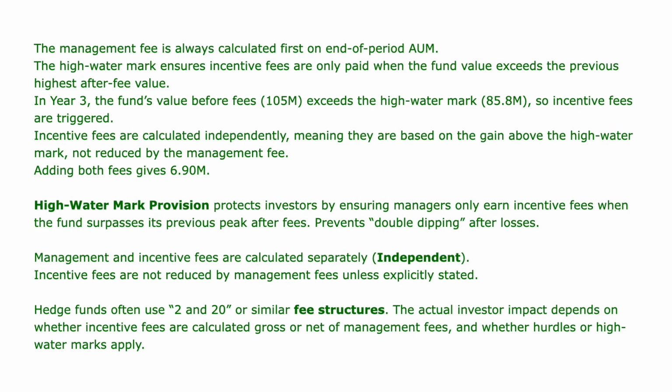Management fee is calculated first on end-of-period AUM. The HWM is the highest previous after-fee value, not the before-fees value. In an independent calculation, the incentive fee is based on gain above the HWM, not reduced by the management fee. This prevents double dipping after losses.